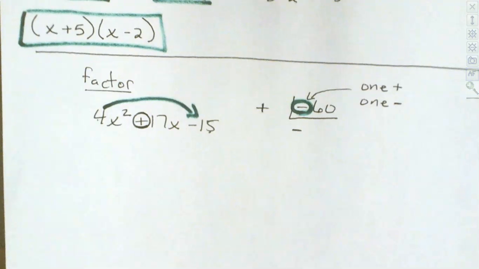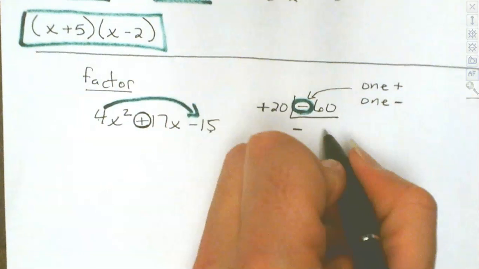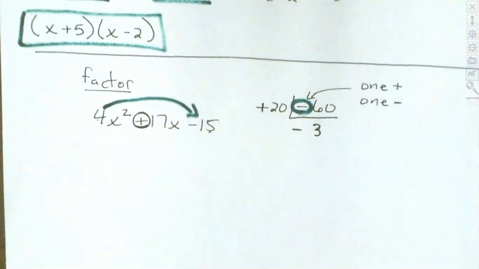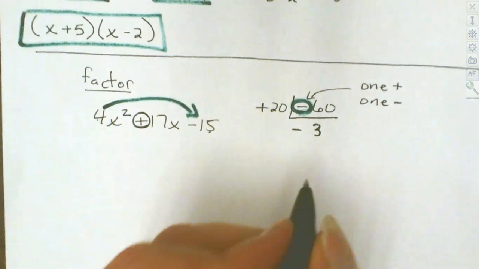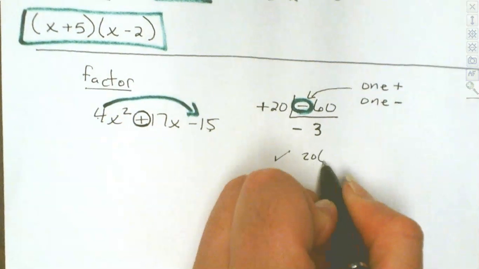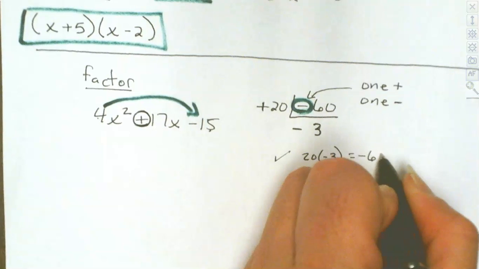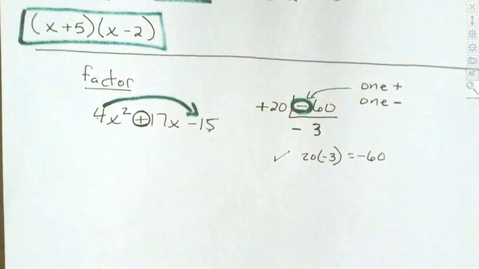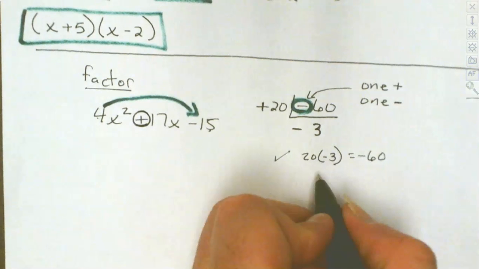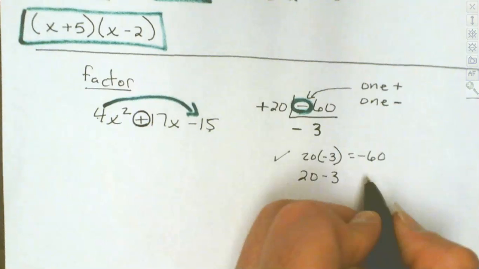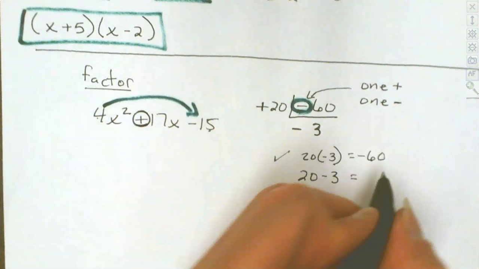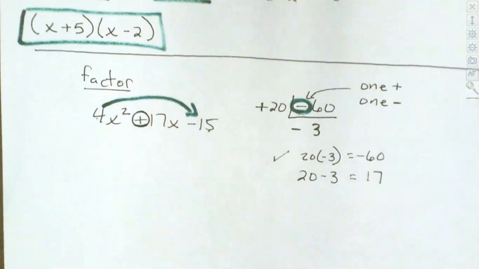Okay, so this one, how about we use a 20 and a negative 3? Why would a positive 20 and a negative 3, well, why would that work? Well, did these multiply together to give you 60? Let's check that out first. 20 times a negative 3, that's your negative 60. So that checks out, right? Okay. What about 20 minus 3? 20 minus 3 is 17. That is what we want in the middle.